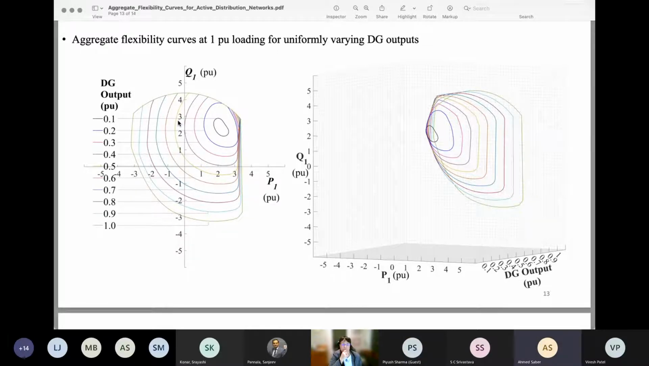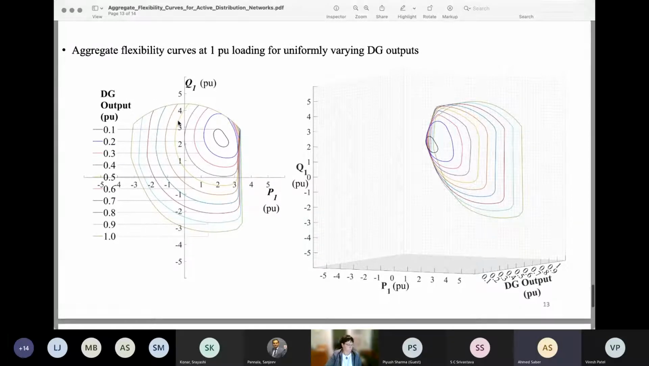So I think your approach is valid for various situations. Sorry, Ahmed, go ahead. I think he did not use the transmission side. No, sir. This is the capability curve, or aggregated capability curve, at the transmission coupling point. Absolutely. Not for the transmission side. No, sir. This is for the distribution side, right?